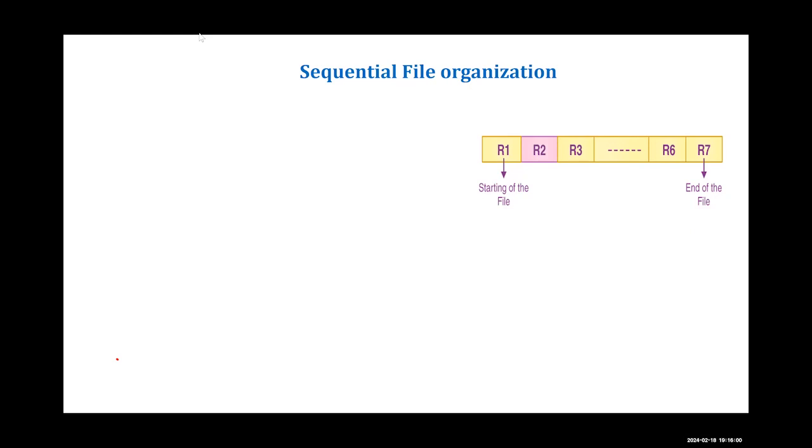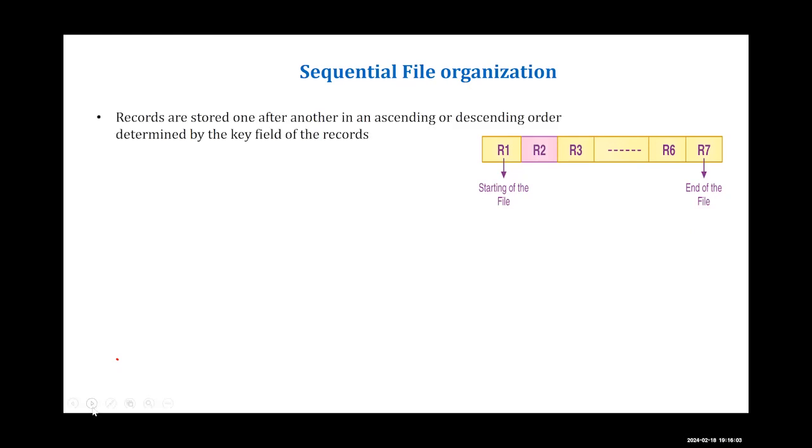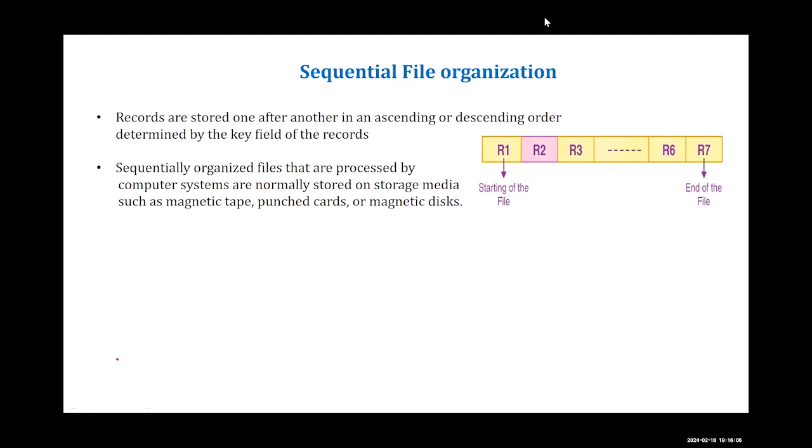First, let us see what sequential file organization means. As you know, sequential is nothing but one after the other. As in the diagram, I have record 1, record 2, record 3, like that I have stored my records in a sequential manner. Records are stored one after another in an ascending or descending order determined by the key field of the records. There will be a key field for each record, which is like a name given to that particular record. Depending on that key field, we will be storing them in ascending or descending order.